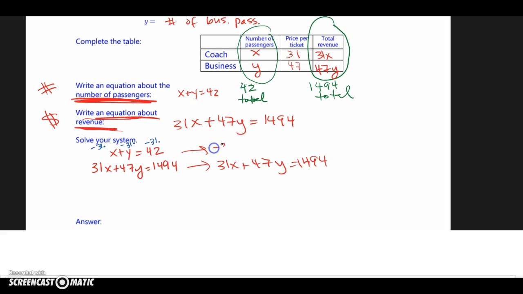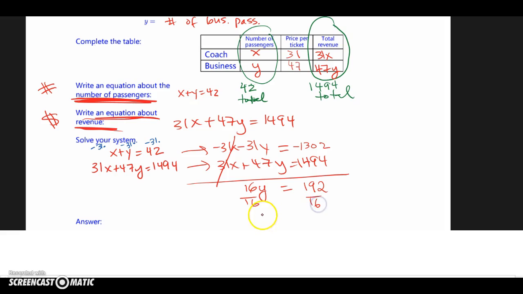And we're going to end up with negative 31x minus 31y equals negative 31 times 42. Punch that in and we get negative 1302. Now I have them all ready to go and eliminate. These guys go away and I end up with a positive 16y, it looks like. And when I add these two, one's a negative, one's a positive, so their difference is a positive number, 192. Divide by 16 and we end up with y equals 12.